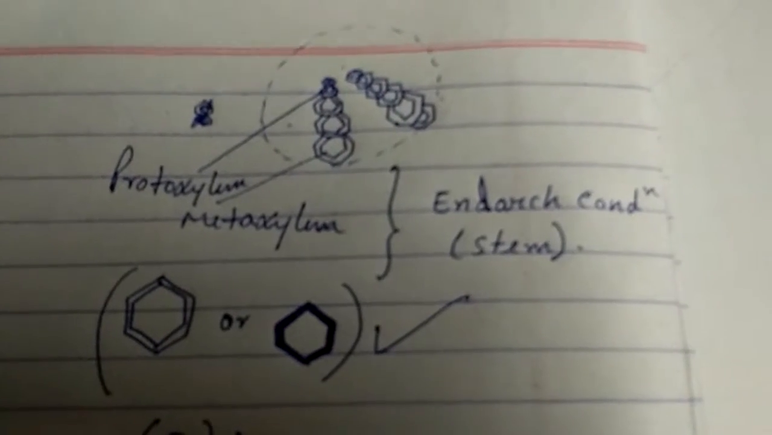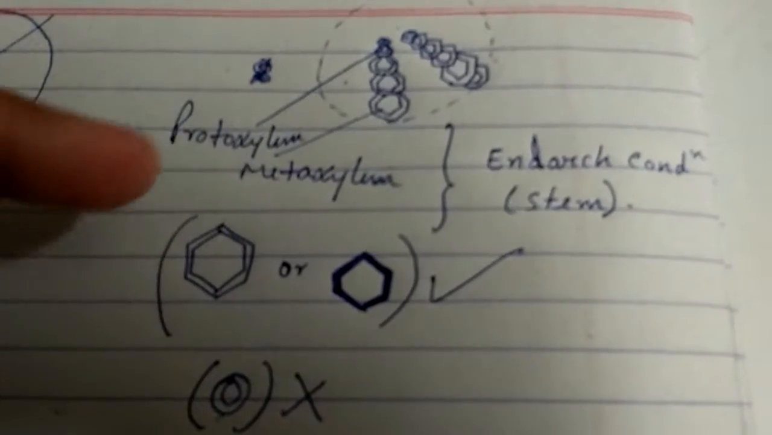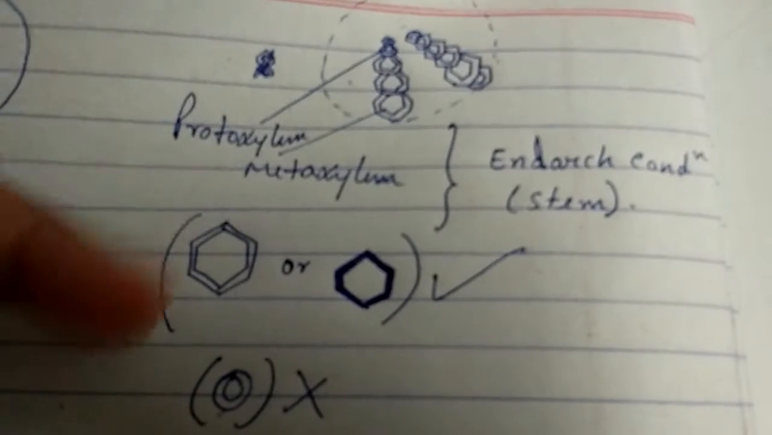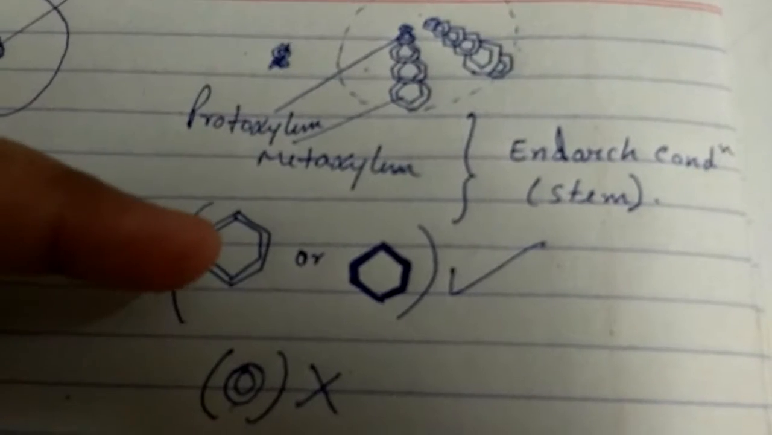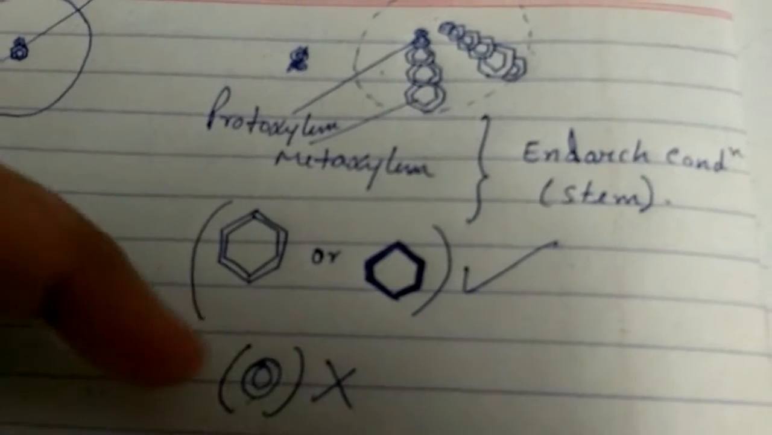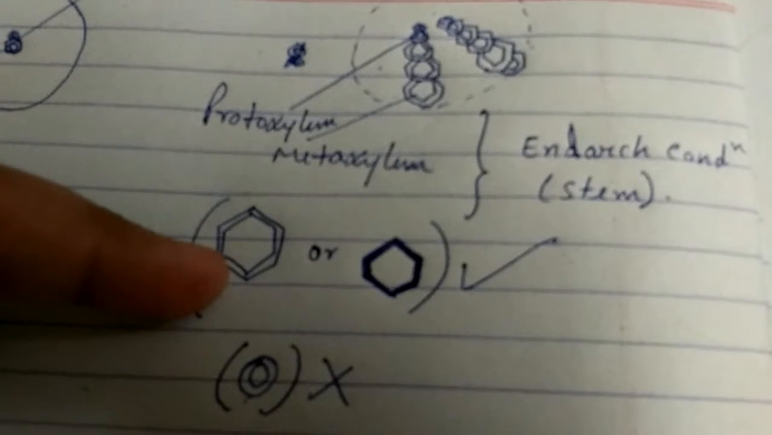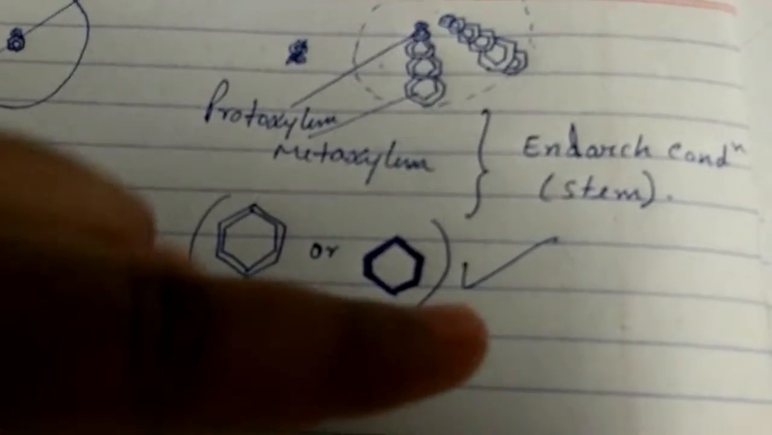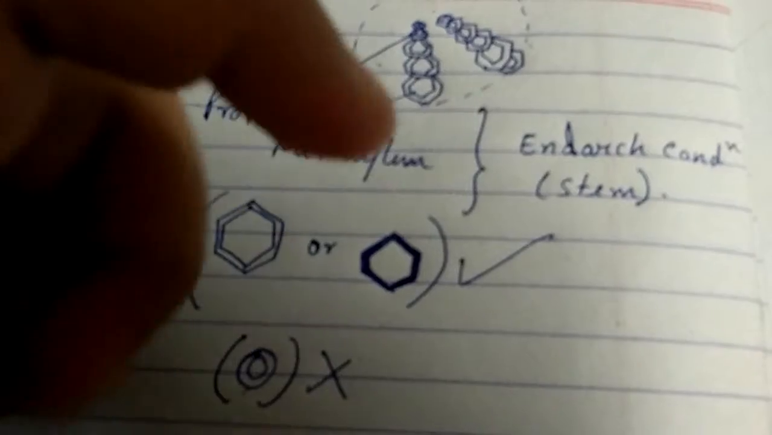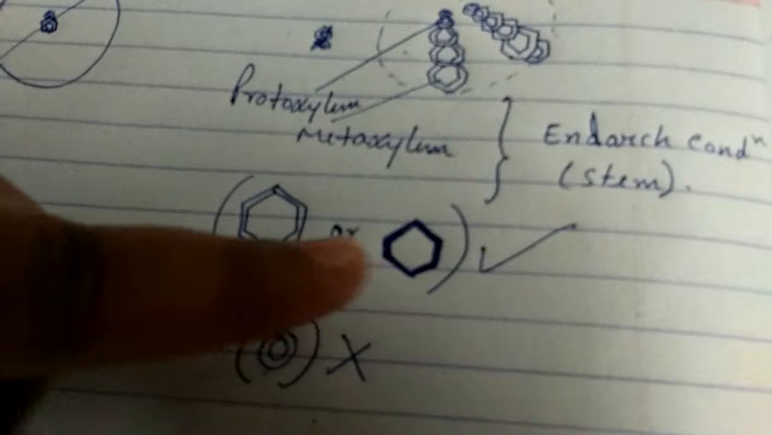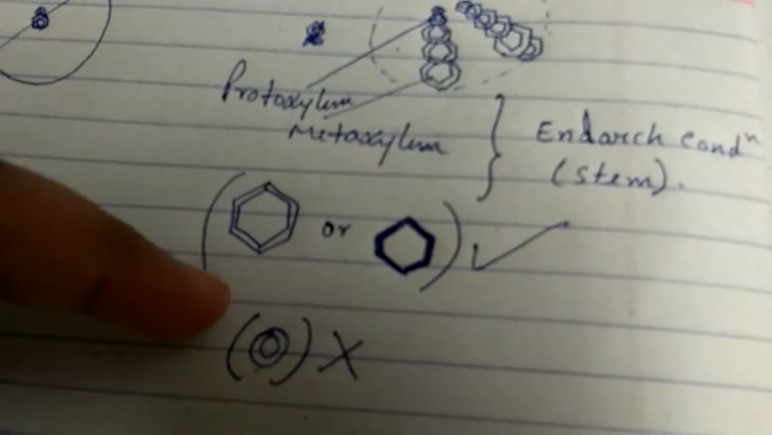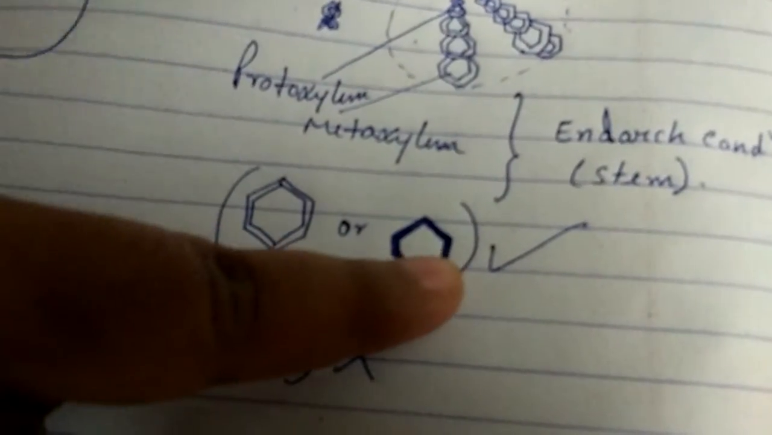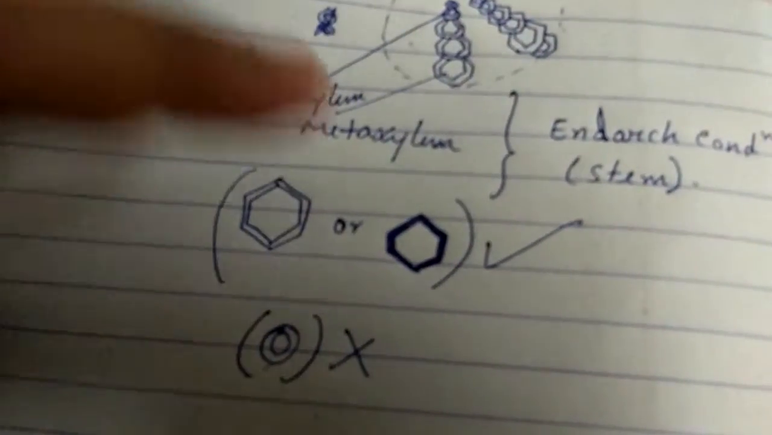So xylem is basically hexagonal in shape, as you can see. It is hexagonal, and its walls are very thick, so it's very important that you draw two lines to represent xylem like this, or you just make the outlines very thick to represent xylem. So these are two important schematic representations of xylem. Either you draw in this way or you draw in this way. These two are correct, and xylem is hexagonal in shape.